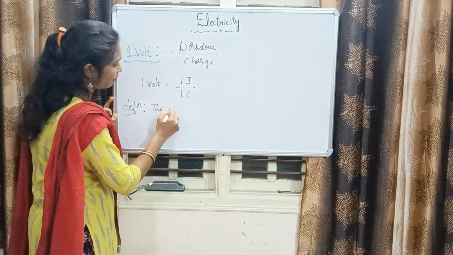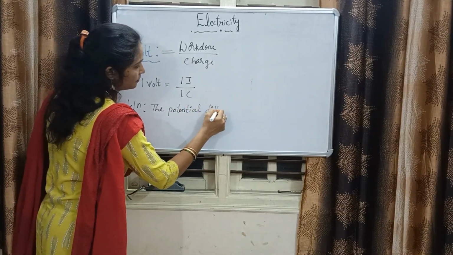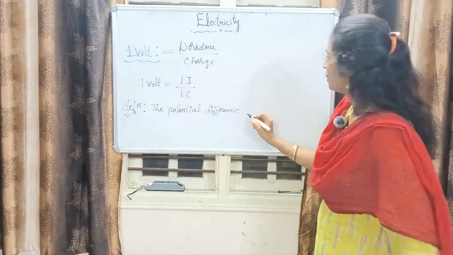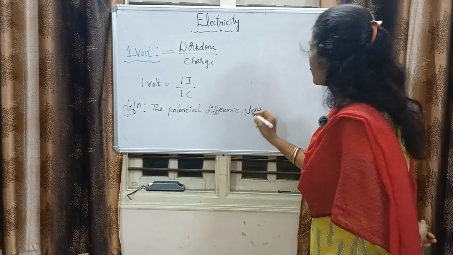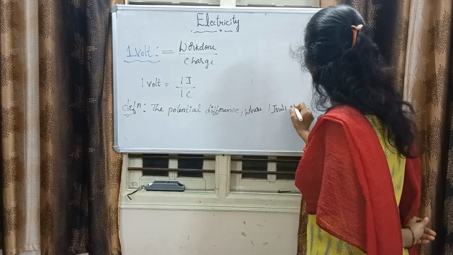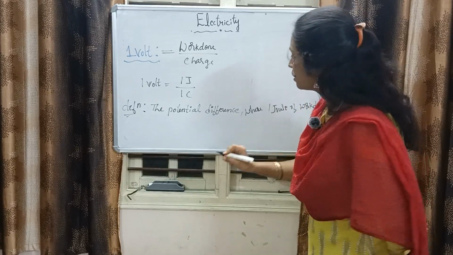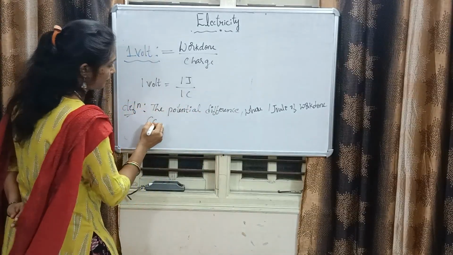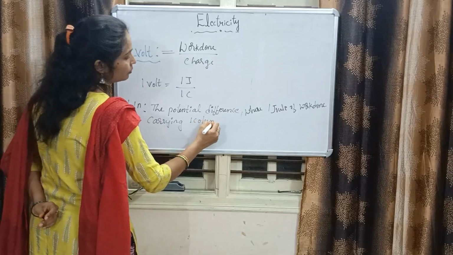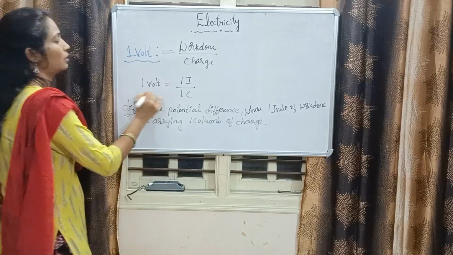The potential difference where 1 joule of work done in carrying 1 coulomb of charge is called 1 volt.